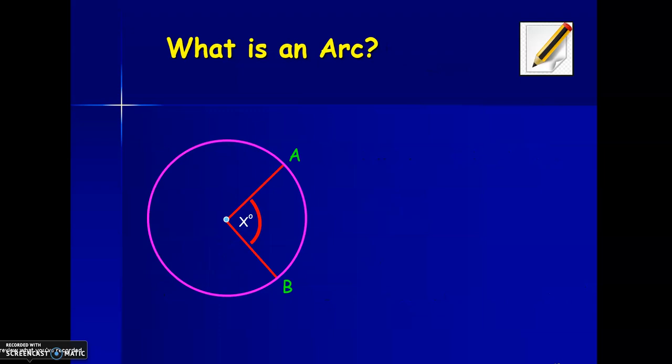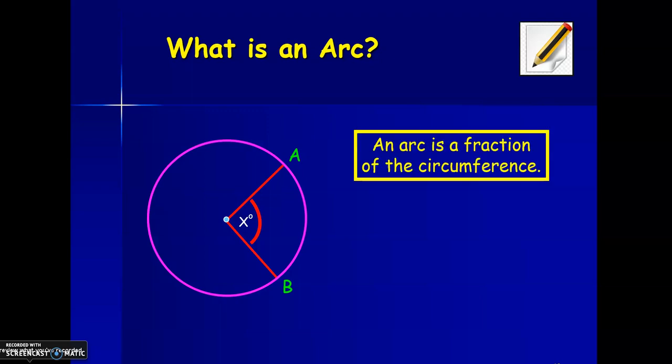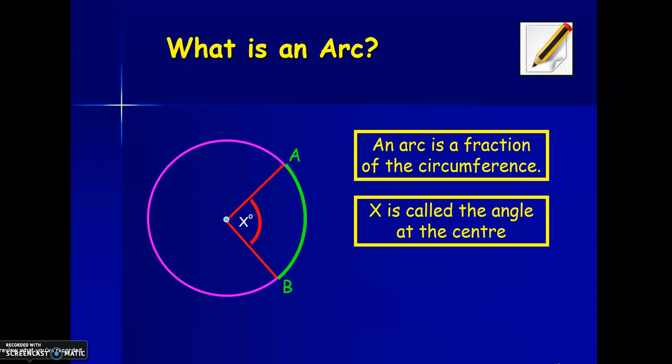Okay, so what is an arc? An arc is actually part of the circumference, so we say it's a fraction of the circumference, and we can see that from the green curved line between A and B. Across from the arc is an angle X. We call this the angle at the centre.